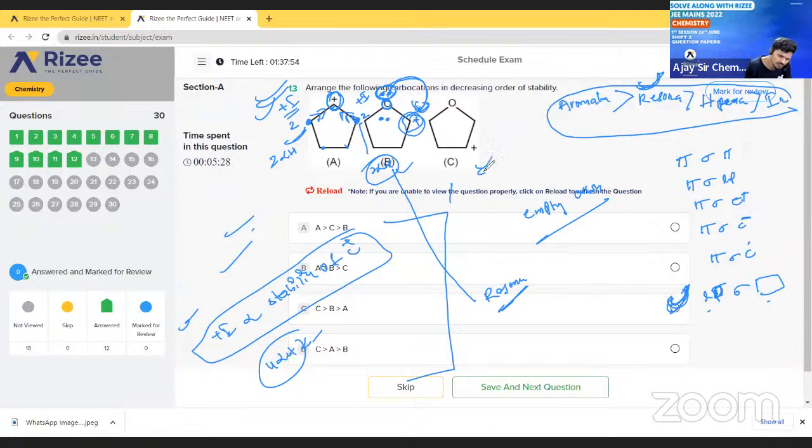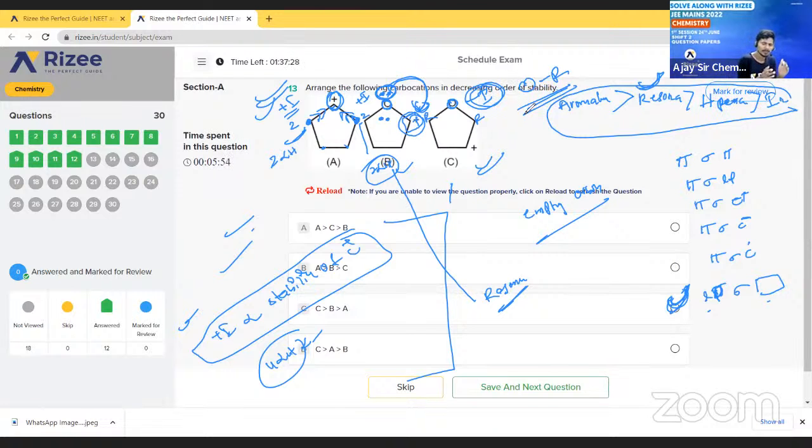And when it comes to option C, see here, this is very important. This is O, and this is an R group, and this is also an R group. So this will show a minus I effect. O bond R. Just go and see the order of this. What was the order of this? C. Very good. Order of this minus I effect.